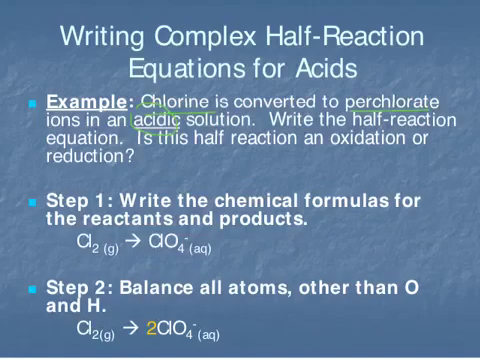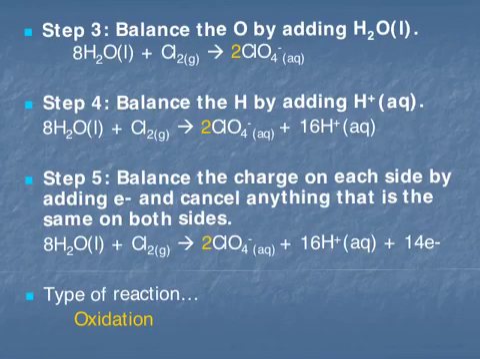So let's start. So we have Cl2 becoming perchlorate. Notice we have 2 chlorines on the left and only 1 on the right. Therefore, we need a coefficient of 2 on the perchlorate. Now that we've balanced the Cl's, let's balance the O's.